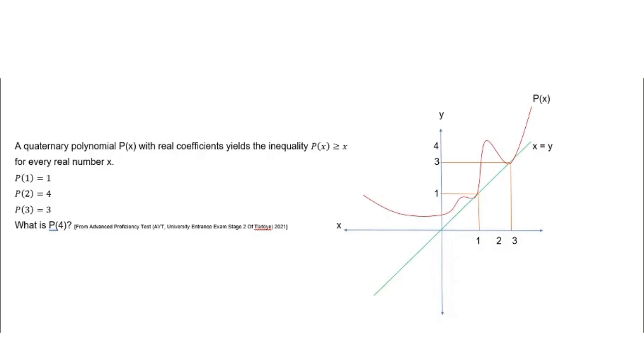I'm here today with a polynomial question. This question is from the Advanced Proficiency Test 2021. The Advanced Proficiency Test is the second stage of the university entrance exam in Turkey, and the one made in 2021 was subject to criticism. There were criticisms that students were not given adequate analytical training to be able to solve these questions.